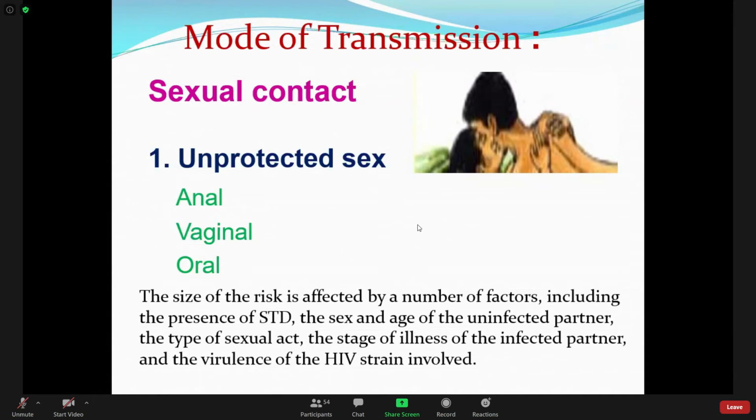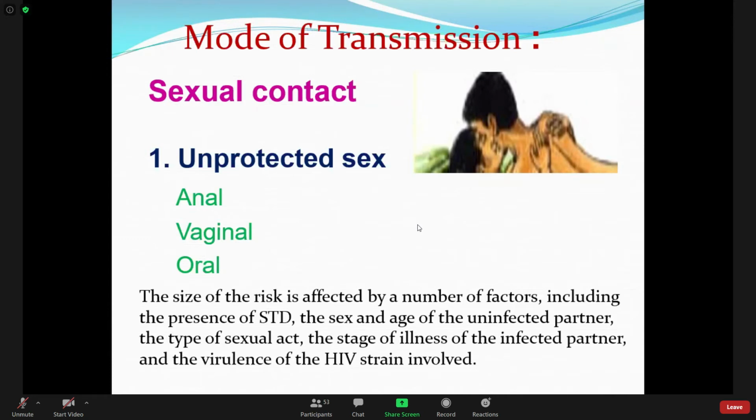If there is anal sex, then the chance of transmission is high because there is tissue destruction or abrasion of the tissue of the receptive partner, but it is a little bit safer in vaginal than anal. And the size of risk is affected by a number of factors, including the presence of STD. If there is presence of STD, especially chancroid, syphilis, herpes, then the risk is 8 to 10 times greater.